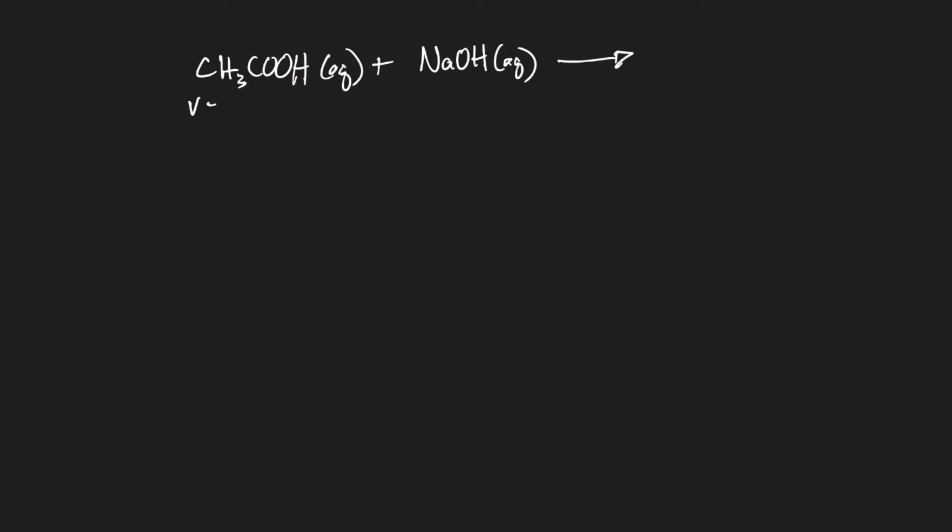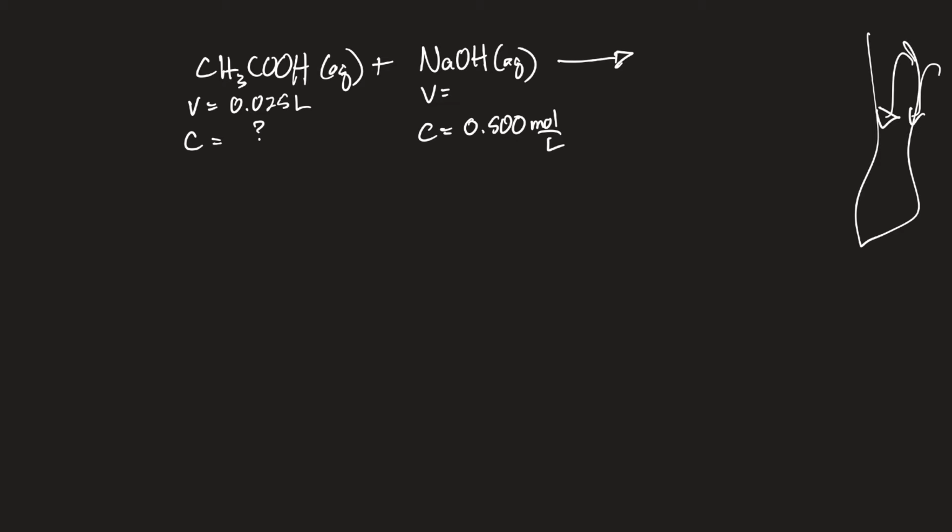So we started with a volume of 25 milliliters, or 0.025 liters, of acetic acid, and we wanted to know its concentration. With sodium hydroxide, we knew the concentration from the bottle was 0.500 molar, or moles per liter. Then we did the titration, with liquid coming down in the burette, and we measured how much liquid there was. We took an average of those two, and that average goes in right here.